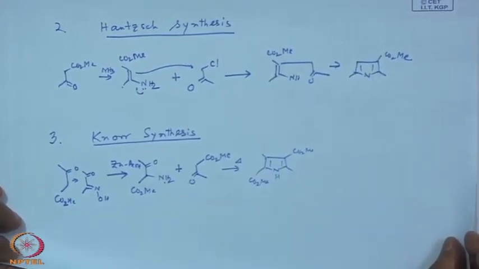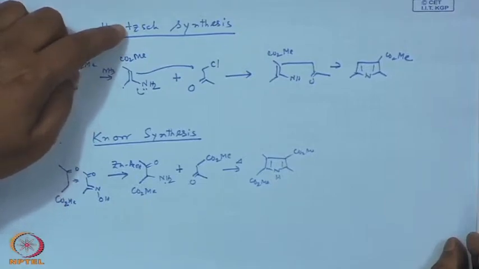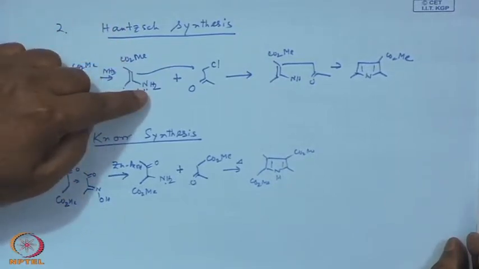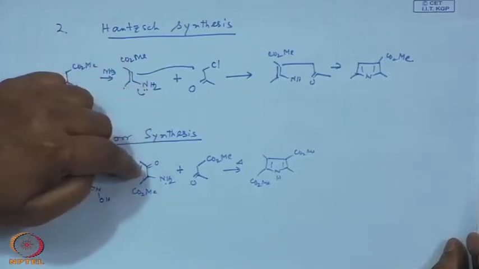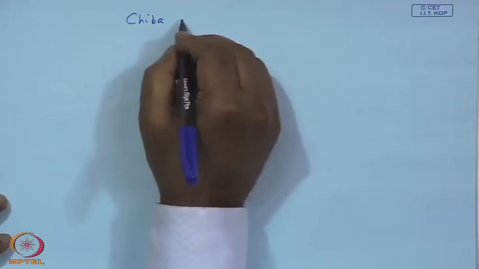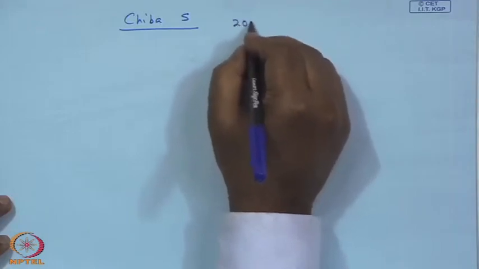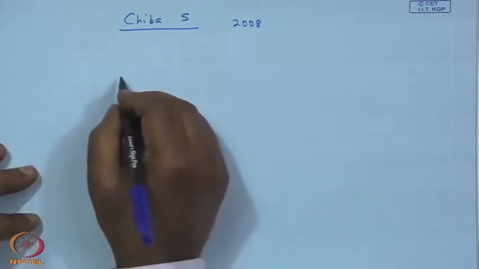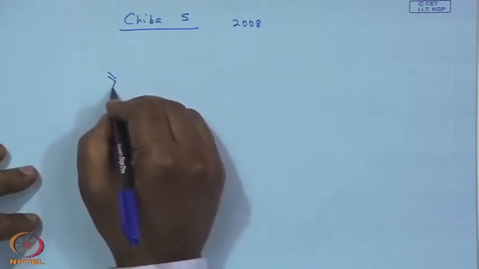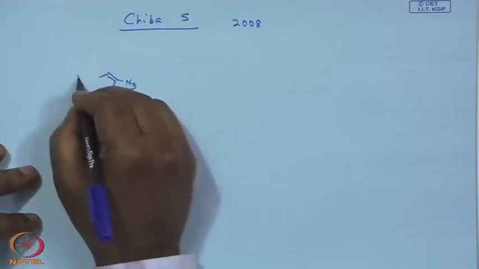So, what next? You see here in the Hantzsch synthesis you have basically a component with nitrogen and 2 carbons, CCN, and in the Knorr synthesis also a CCN system. There is a very recent method developed by a scientist named Chiba, who developed a new synthesis in 2008. His starting materials are very simple. He used something like this.